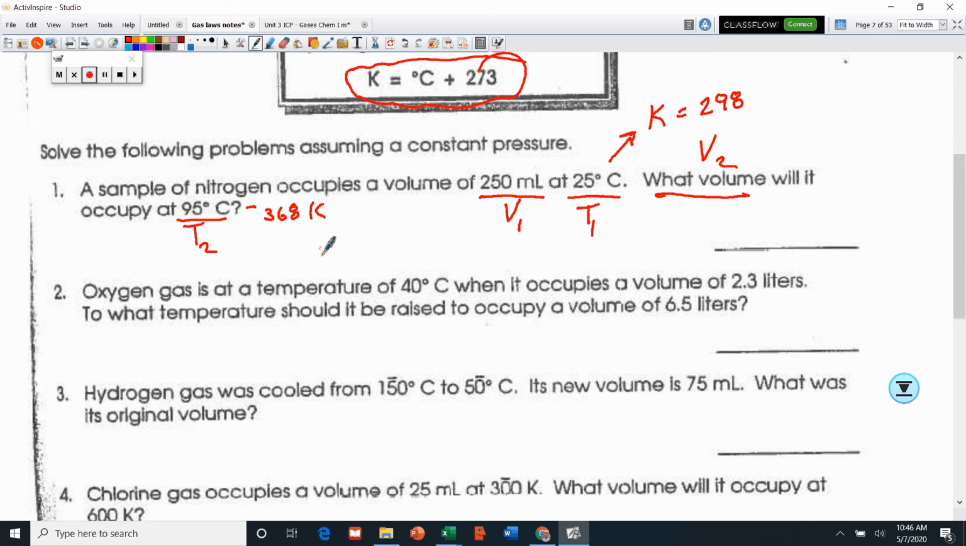Okay. All right. Now I'm just going to set up my equation. So I have 250 milliliters over 298 K equals V2 over 368 K. All right, so go ahead, take a moment, solve, see if your answer matches mine.